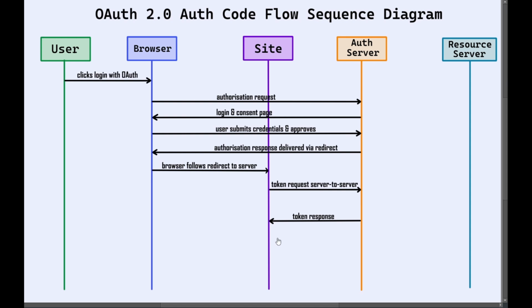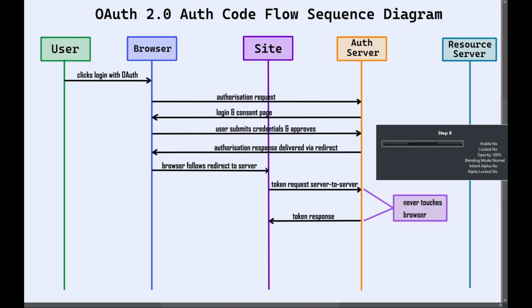And the refresh token allows a client to obtain a new access token later without requiring the user to authenticate again. This entire token exchange never touches a browser, which is a key security boundary of the authorization code flow. All right, and this is the info for it. Never touches browser, just to stress how important it is.